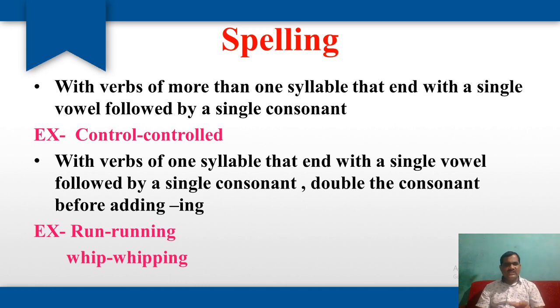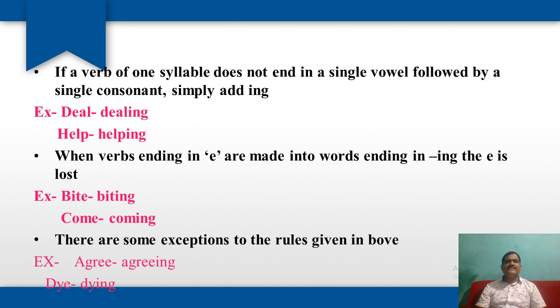Similarly, you can proceed to the next one. There is a single syllable word which ends with a single vowel followed by a single consonant. Here the consonant will be doubled before adding ing. For example, run: the consonant is n, it is single, run is a single syllable word, so that is running. Okay. Then proceed to the next one: if a verb of one syllable does not end in a single vowel followed by a single consonant, you can simply add ing. That is deal, dealing. There are no other changes.